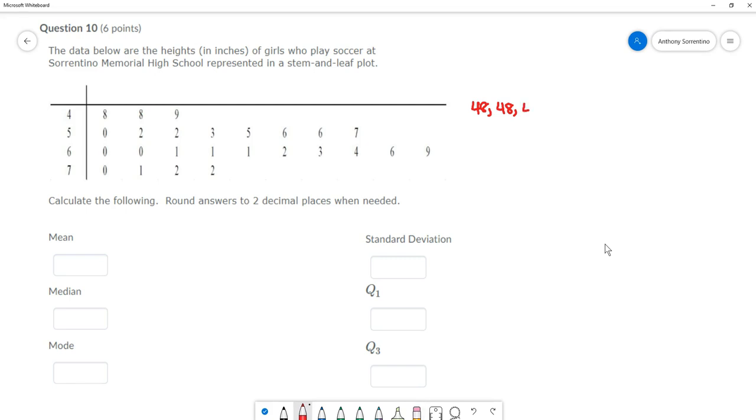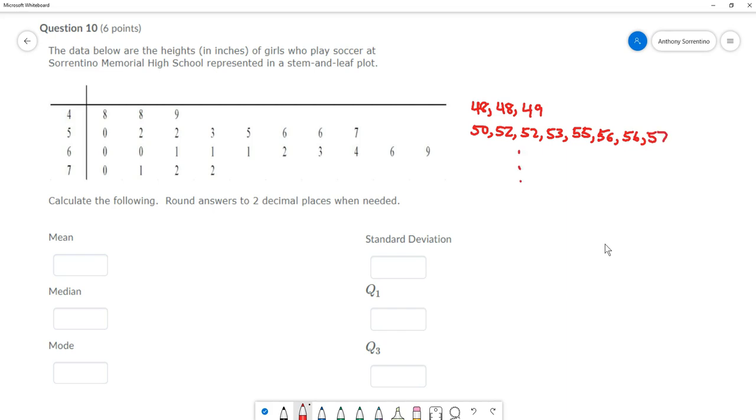So writing that a little backwards there. And the second line, of course, is 50, 52, 52, 53, 55, 56, 56, and 57, so forth and so on down the line.